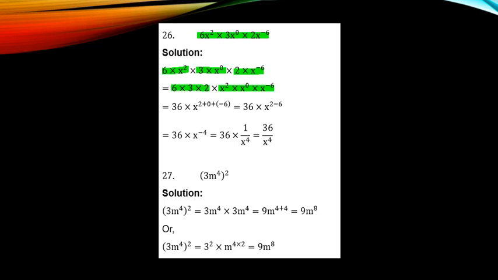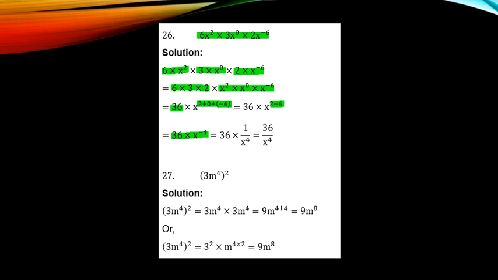If you multiply the constants, you have 36. For s, the same base, you add the powers, that is 2 plus 0 plus bracket minus 6 bracket close. That simply means 2 minus 6. So you have 36 times s power of minus 4.